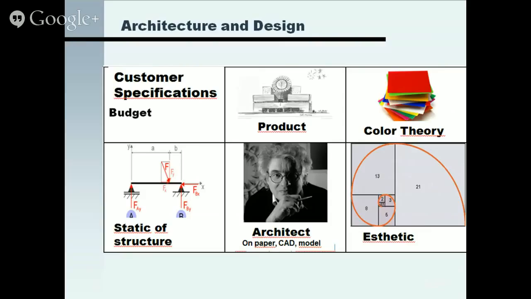When an architect designs a building, he or she is creative like a painter, but at the same time, he or she has to respect the requests of the investor, laws of physics, properties of the building material, color theory, aesthetics, etc.